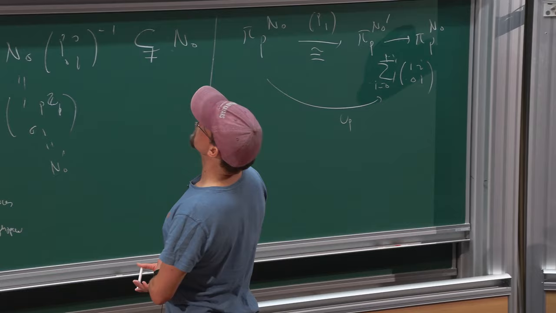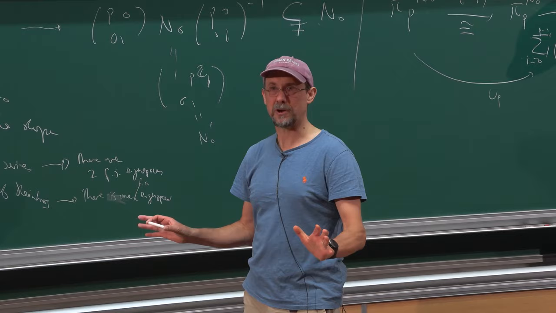Well, there could always be divisions by powers of P possibly happening, because it depends how you normalize your GL2QP action.